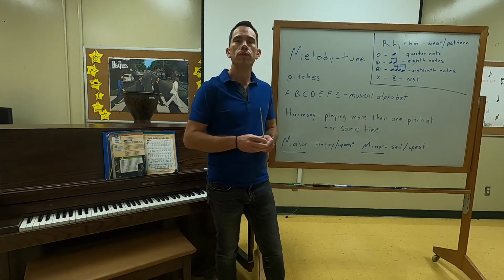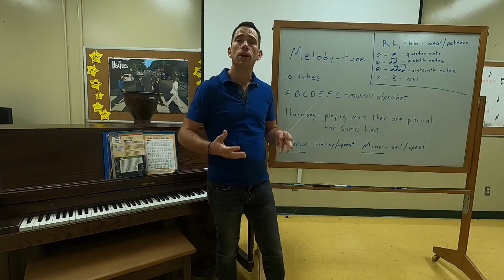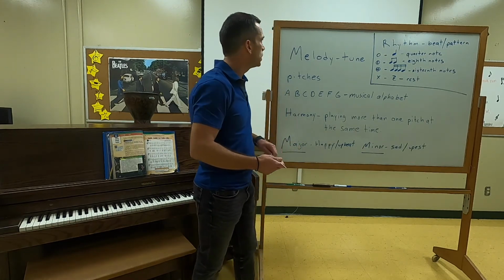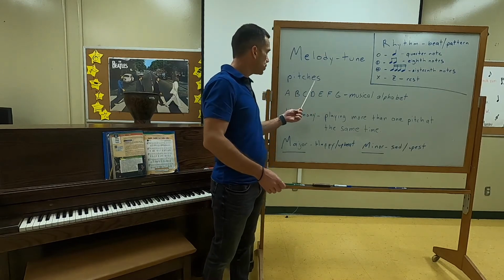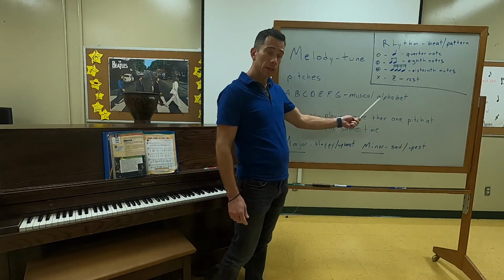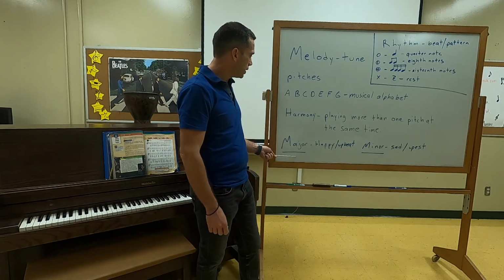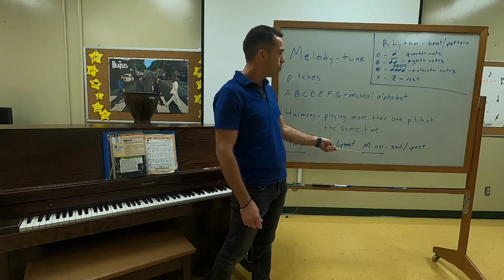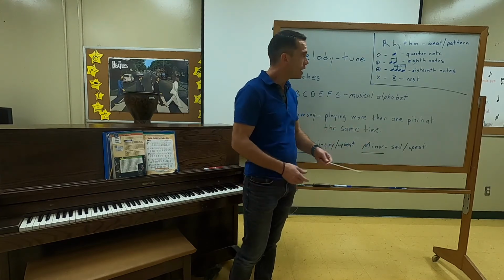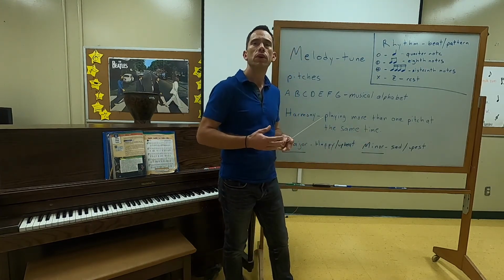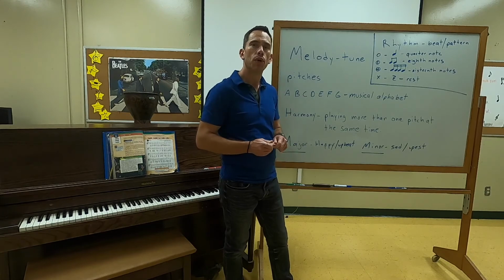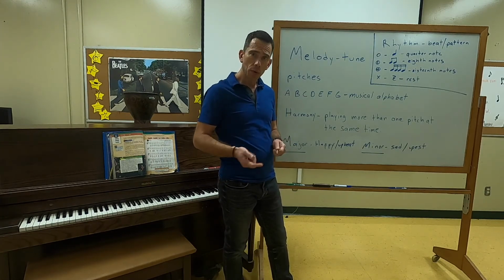So far, we've learned about melody and rhythm. We've learned that melody is the tune made of pitches. We've learned the musical alphabet, A, B, C, D, E, F, and G. We've also learned that harmonies can be major, which sound happy, or minor, which is sad. And we learned about rhythm and how rhythm is a pattern. Sometimes we call that a beat, and rhythms are made of note values.